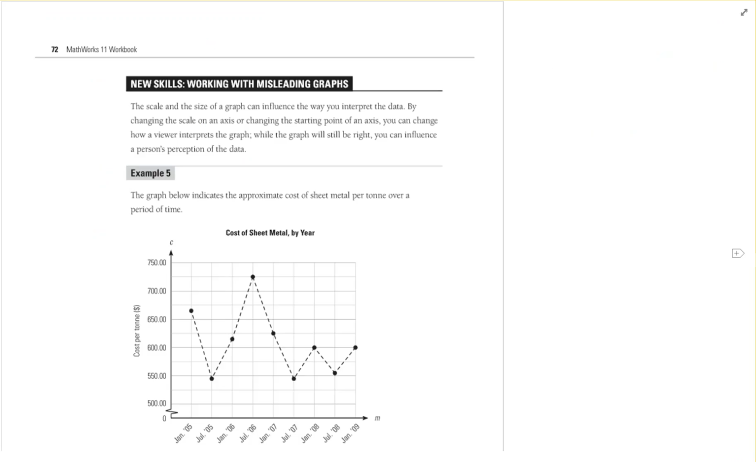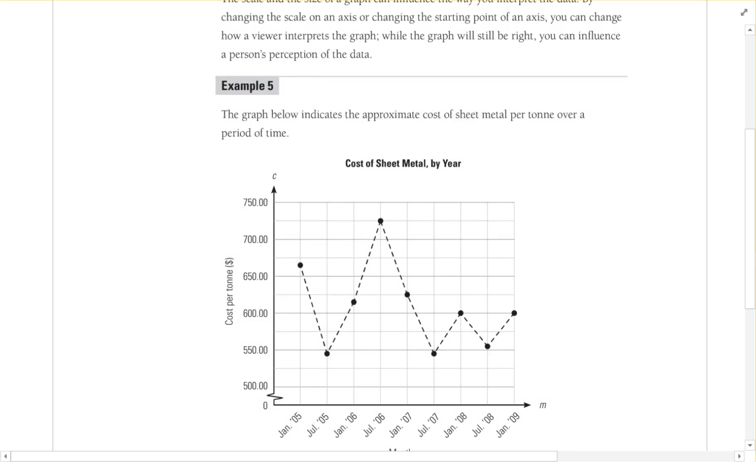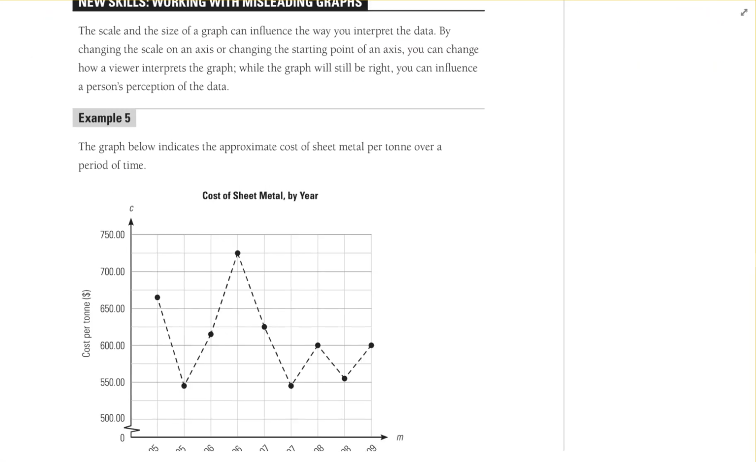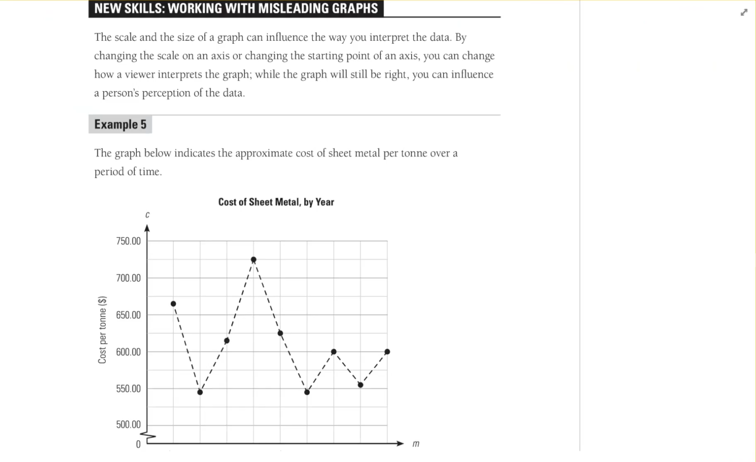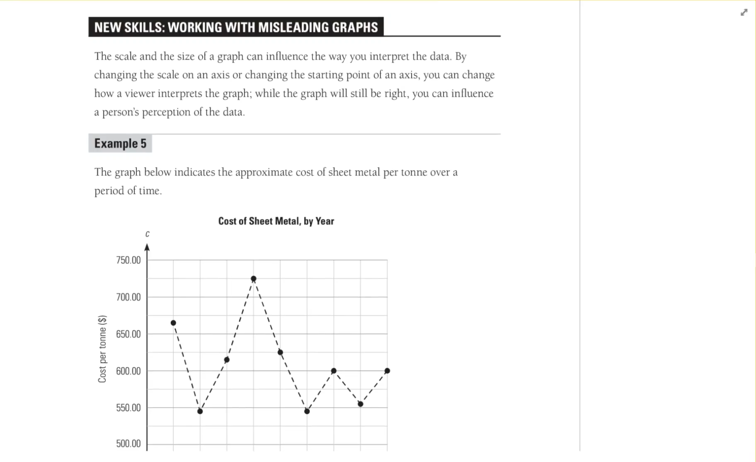All right. 15, new skill. Okay, the last skill we're going to do here now is dealing with graphs that kind of manipulate or make the data look worse or better than it is sometimes. And this is something that happens in the media all the time, like on the news, where they'll show a graph and everybody's like, "Oh my God, it's so terrible." But then when you look at it, you're like, "Oh, that's not near as bad as I thought."